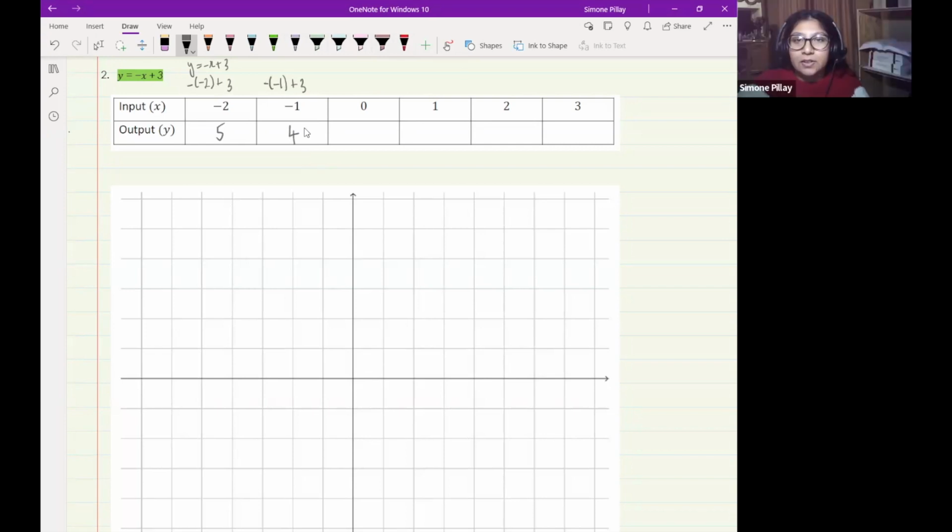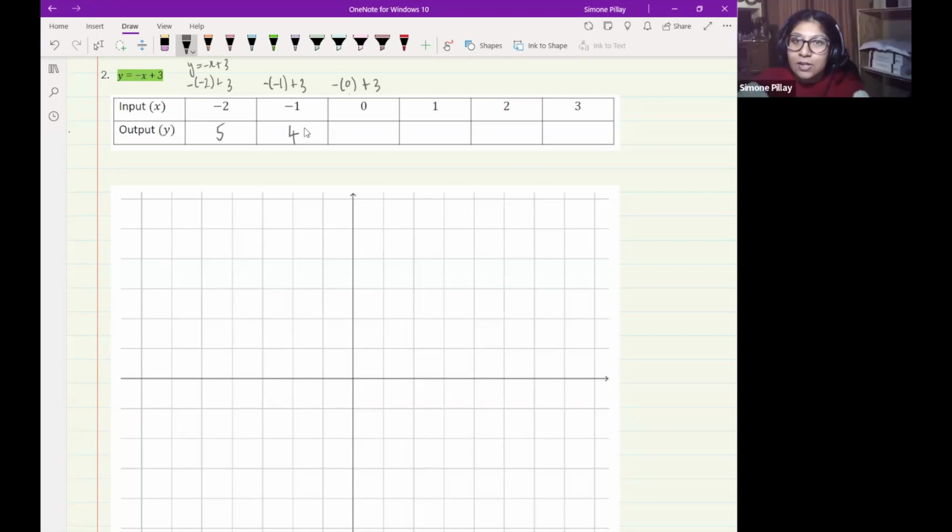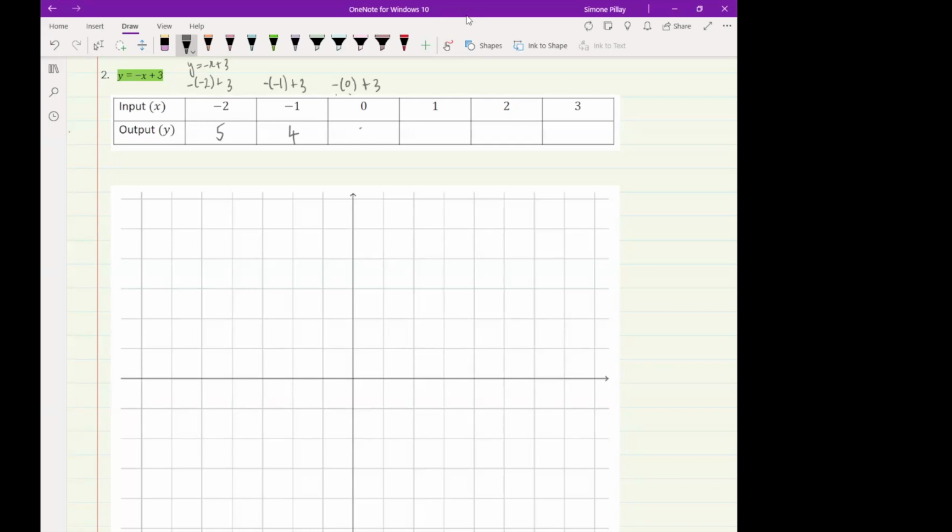Then say y is equal to negative x plus 3, which is y is going to be equal to substitute x with 0, plus 3, which is going to be negative 0, which is going to be 0. Remember, negative times 0 is just 0. And then plus 3, which is going to be 3. There you go.